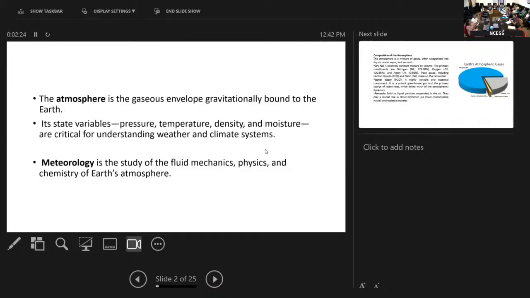One of the major forces in the atmosphere is gravity, and also the state variables, that is, the conditions that determine the state of the atmosphere. The basic variables are pressure, temperature, density, and moisture. All these are interconnected, because the temperature variations will determine the pressure conditions and the motion of the air molecules. The energy of a molecule depends on how much temperature is there. So that will determine the movement of the molecules.